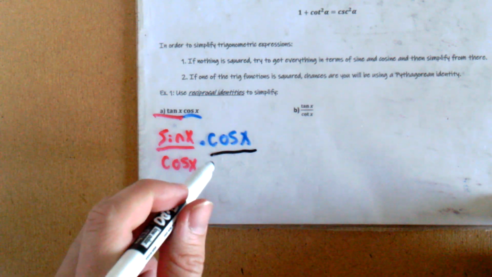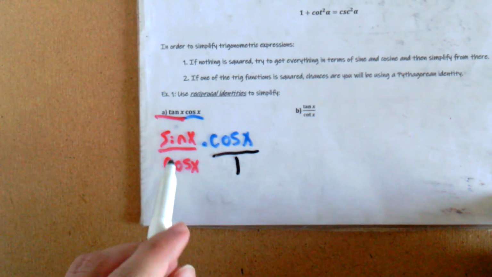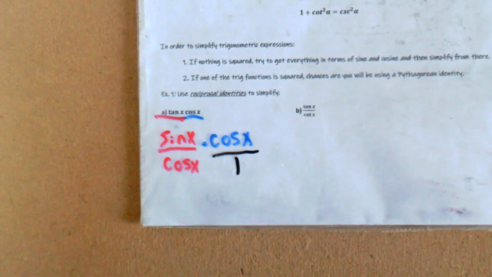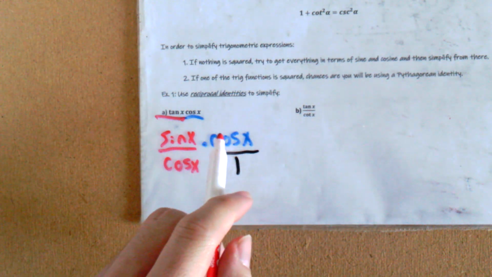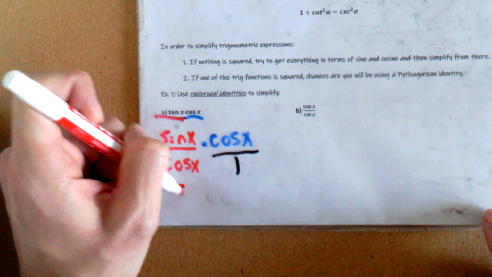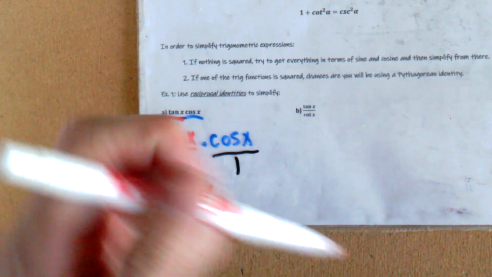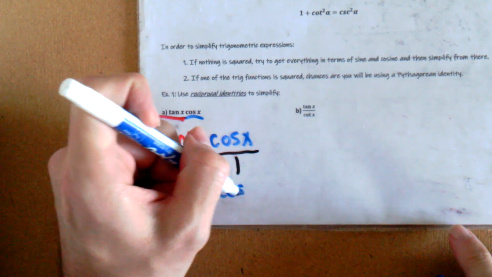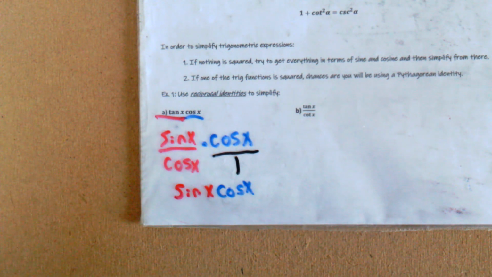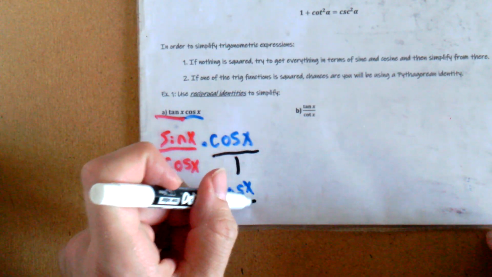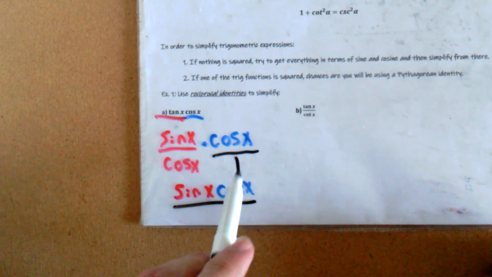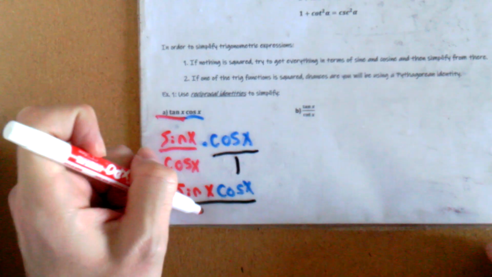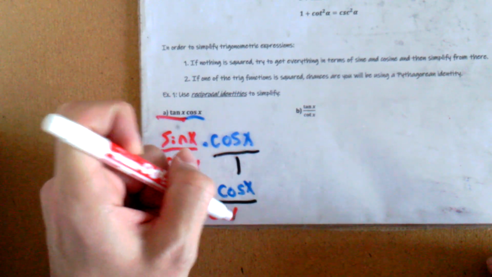So remember, we can put any number over 1, and now we can just multiply two fractions straight across. So sine times cosine on the top is just sine times cosine. So on the top, we just have sine times cosine. And on the bottom, or the denominator, we have cosine times 1, which is the same thing as cosine, since cosine times 1 is cosine.